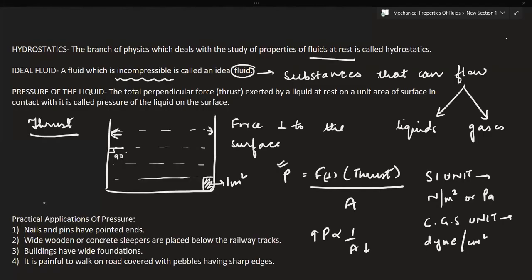Ma'am, the screen is blank. Ma'am, the screen is not visible. Just a second, let me share it again. Zoha, is it visible now? Yes, ma'am. Now it's visible.